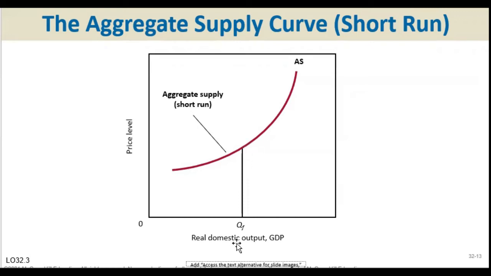But after the full employment output, QF, if you look at the curve, it's relatively steep. This is because of resource shortage. Firms start to experience resource shortages because they exhaust the excess capacity. Now you will see that there's a resource shortage and it becomes more costly.